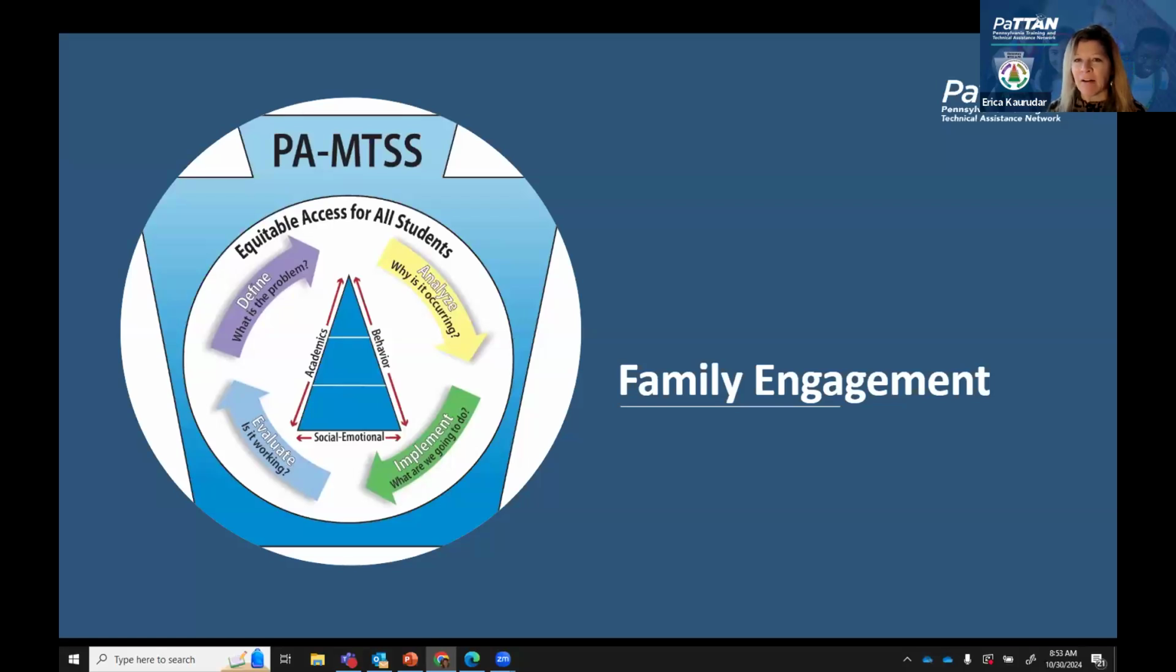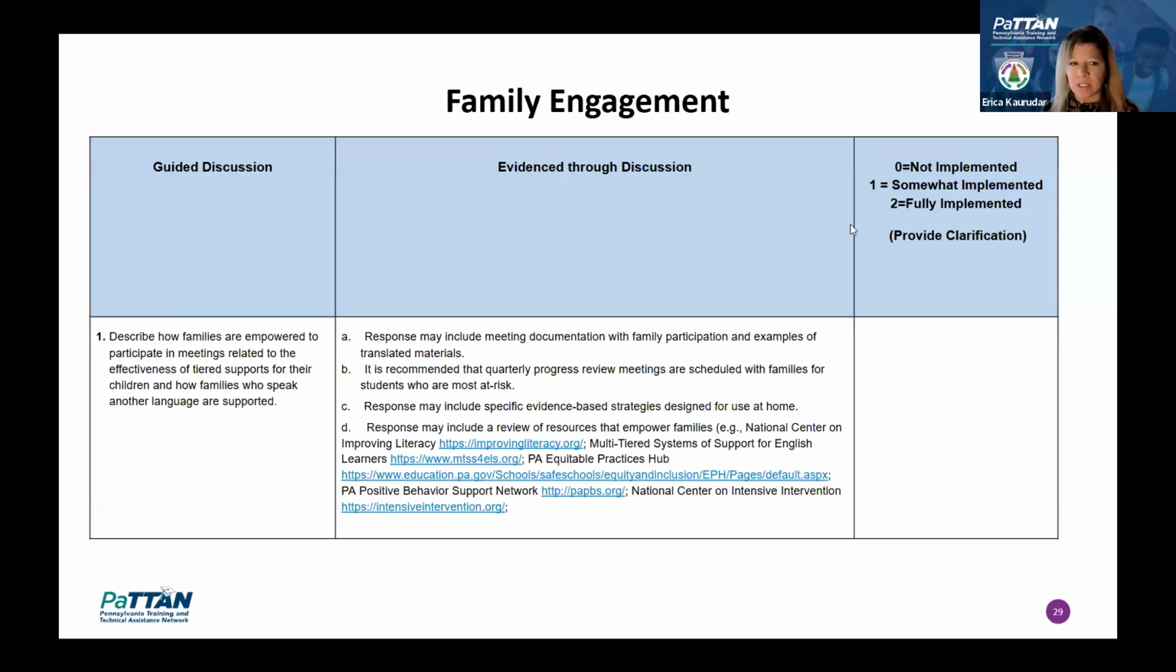Next, let's talk about how family engagement can play a role in SLD or RTI for SLD determination. Let's review this component of meaningful family engagement in more depth and think about how that looks, as well as artifacts we may gather to support this important collaboration. First, let's consider how families are empowered to participate in meetings related to the effectiveness of tiered supports for their children and how families who speak another language may be supported. Consider these items evidenced through discussion.